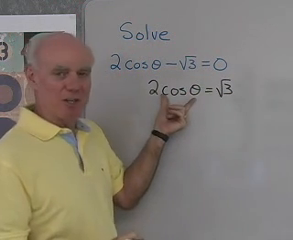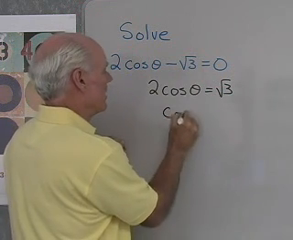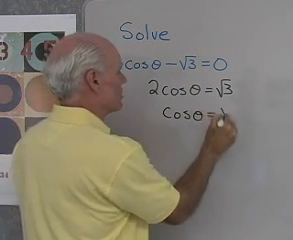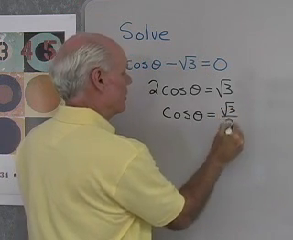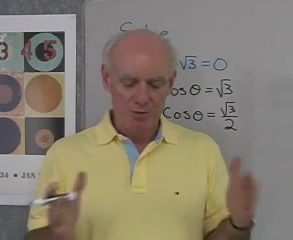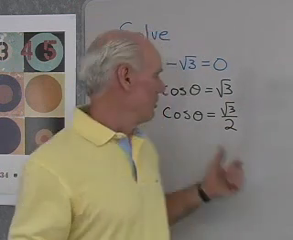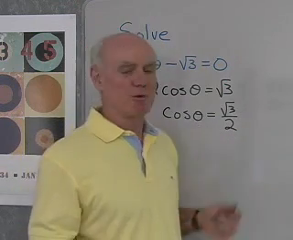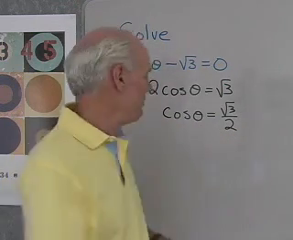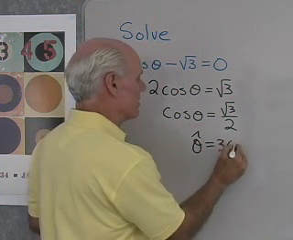Next, I want to isolate cosine theta on one side, so I'll divide both sides by 2. Cosine theta is equal to square root 3 over 2. Okay, so I'm looking for all values of theta, first of all, between 0 and 360 degrees that make this a true statement. So the fact that cosine theta is square root 3 over 2 tells me that my reference angle in this case is going to be 30 degrees.